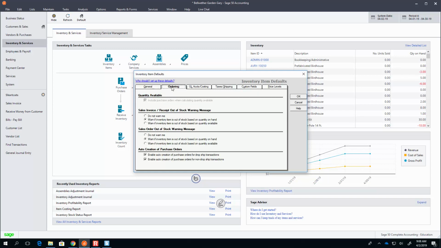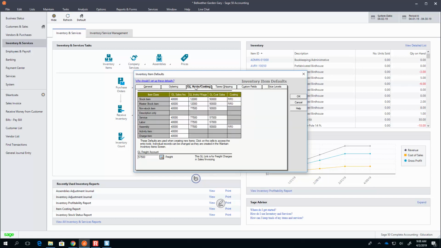UPC's, ordering. Do I use purchase orders? Sale orders. GL costing. There's a lot of information here. Again, these are all default sale accounts and inventory accounts. What is 12,000? Normally it's what? It's a one number. It's the actual merchandise inventory. So that's affected. And then the cost of sales are the 5,000.